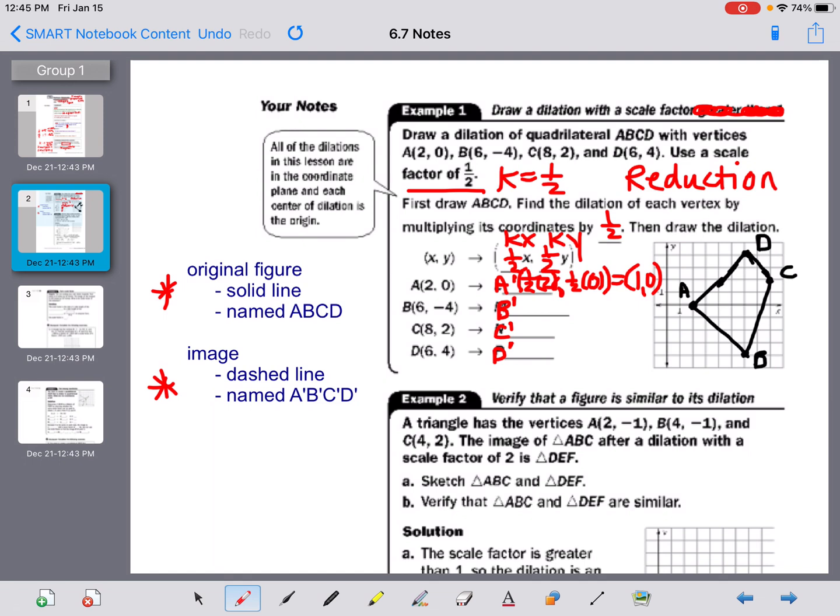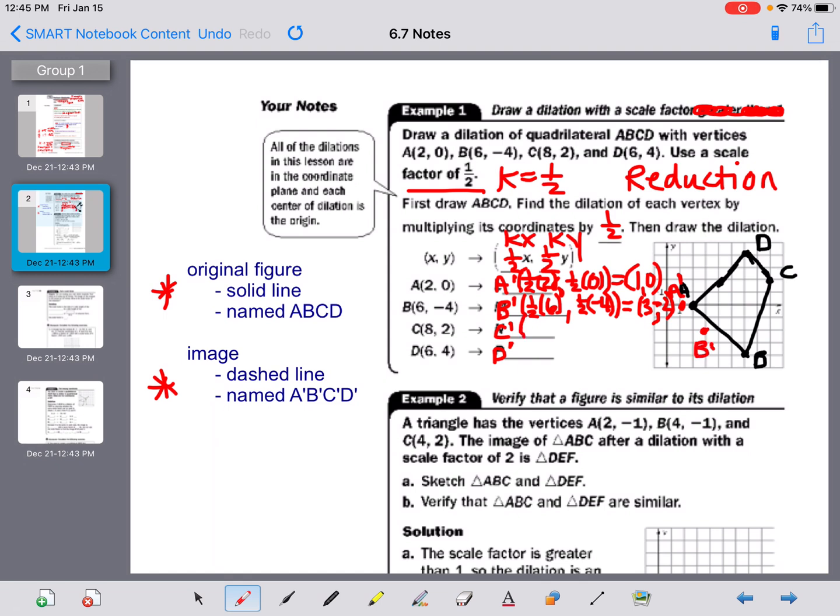Okay, so I found my A prime is at 1, 0. So here's my new A prime. B was at 6, negative 4. So I'm going to take 1/2 times my 6, and 1/2 times my negative 4. 1/2 times 6 is 3. 1/2 times negative 4 is negative 2. I'm running out of room here. Okay, 3, negative 2. 1, 2, 3. Here's my new B.